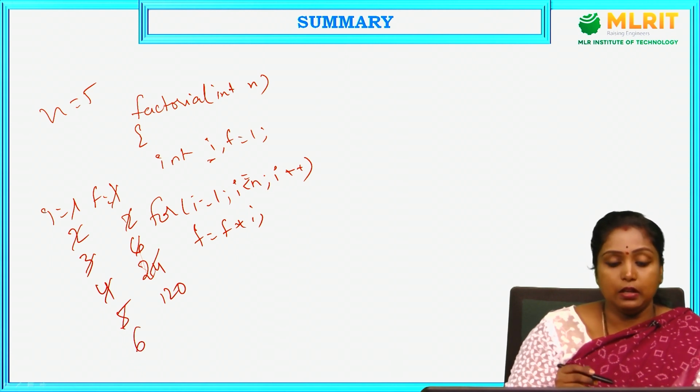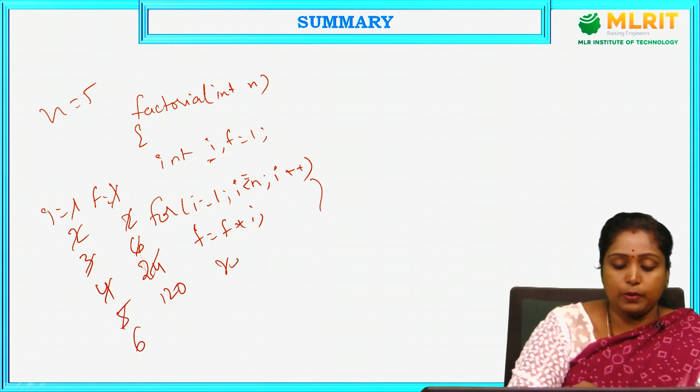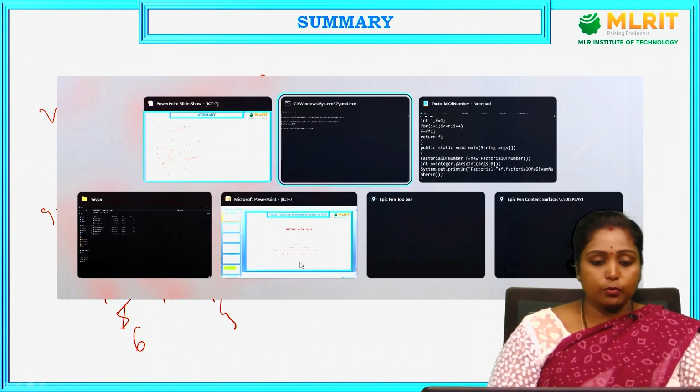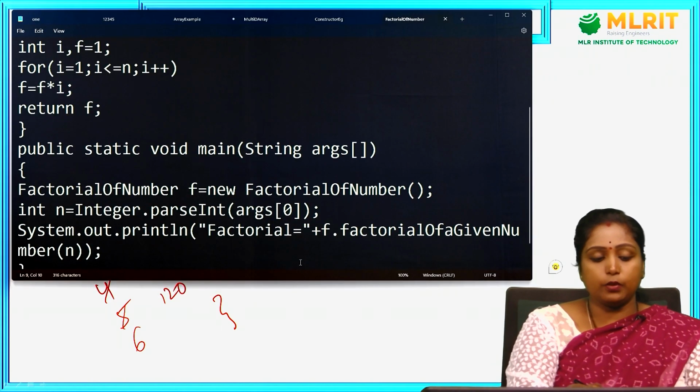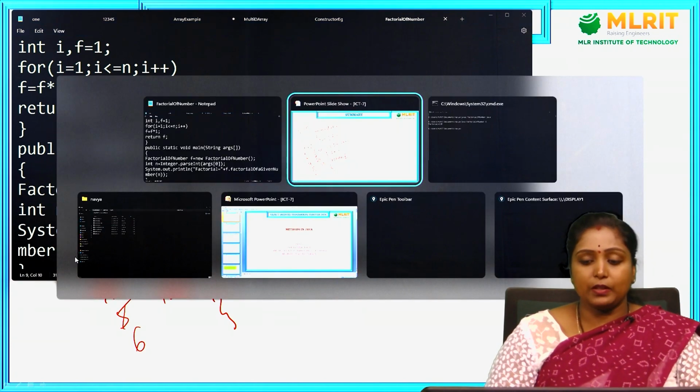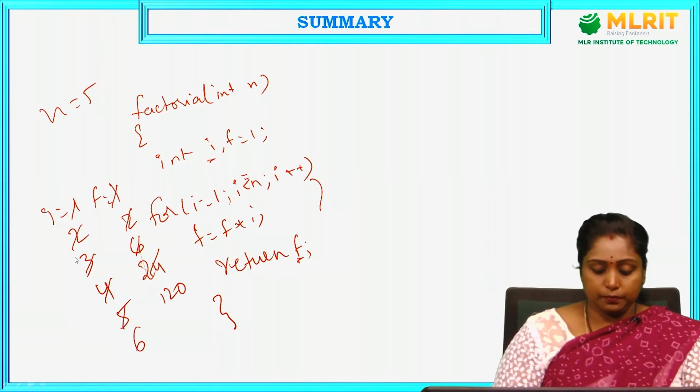So now it will come out of the loop and it will return the f value. Whatever f value it was returning, that would be printed here. So this is how methods can be used.